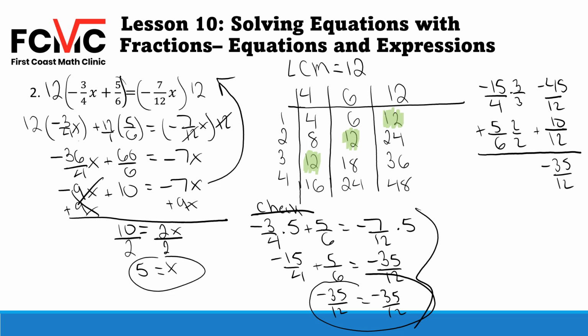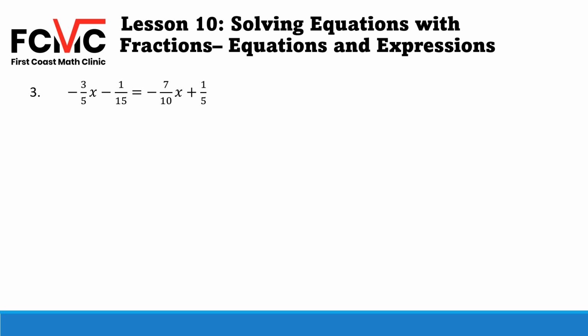All right, let's do one more example where we find the least common multiple and use that to solve our fractional equation. At number 3, we've got negative 3/5 x minus 1/15 equals negative 7/10 x plus 1/5. So let's find our least common multiple for 5, 15, and 10, and use that to see if we can get rid of these fractions. So we've got 5, 10, and 15.